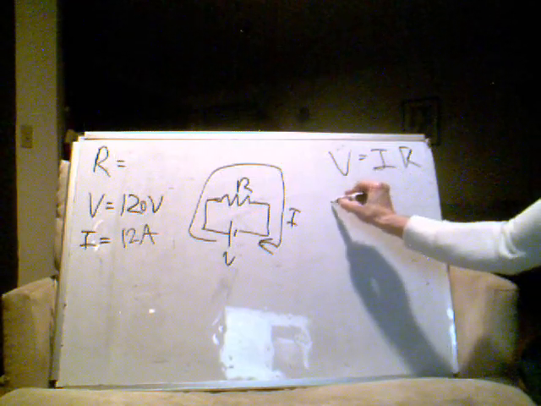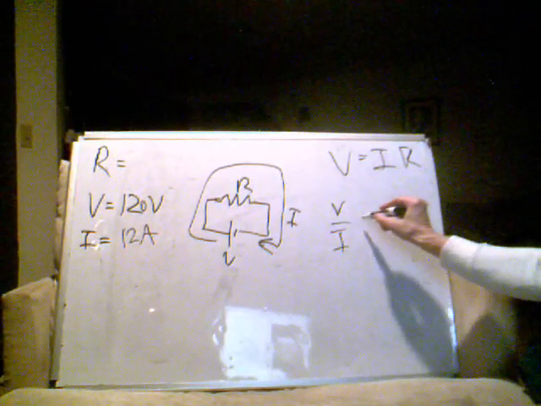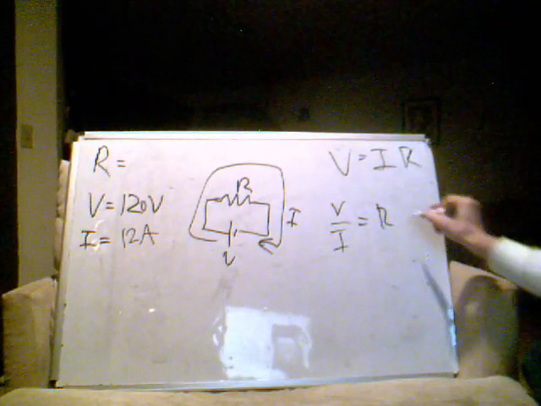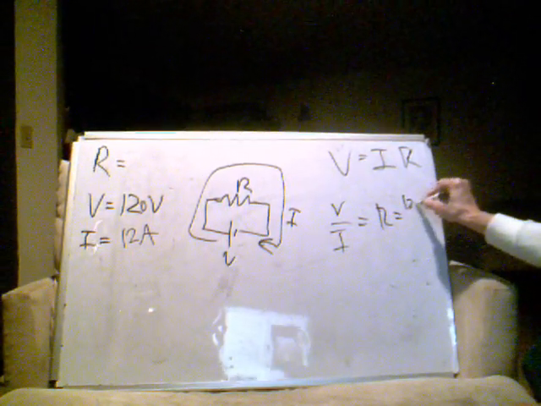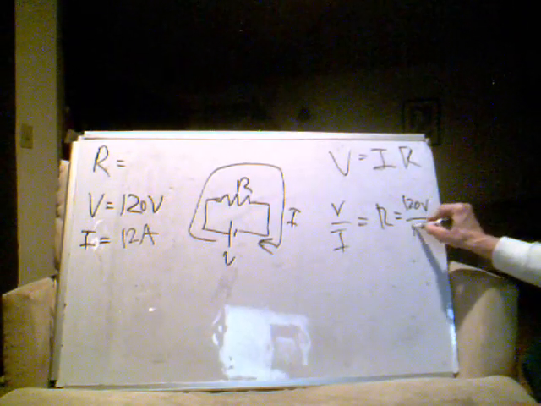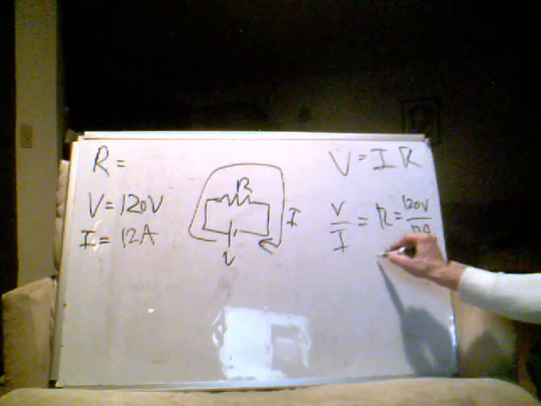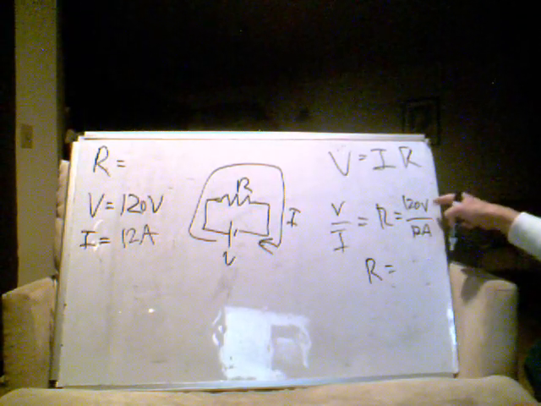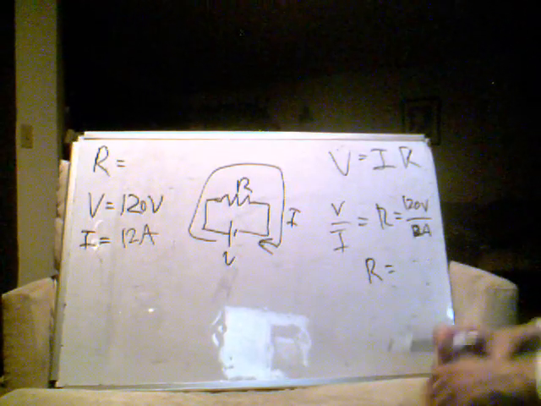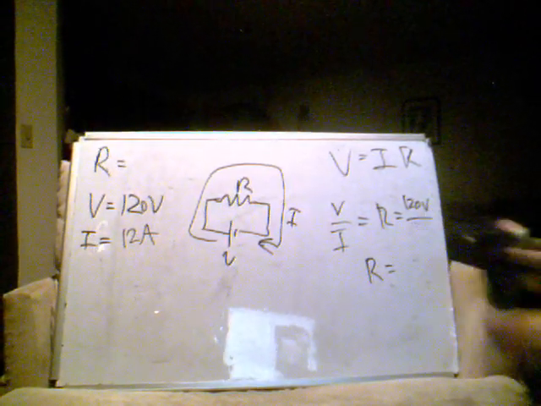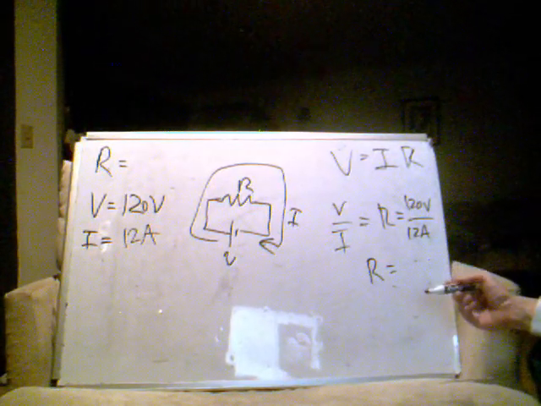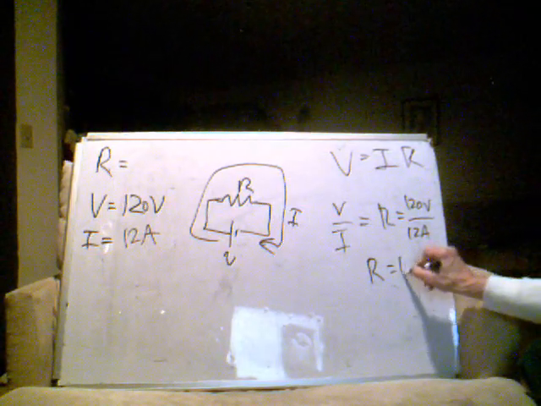This time we're going to divide both sides by the current, right? The voltage that we have is 120 volts. The current we have is 12 amps. That means we have a resistance of 120 volts over 12 amps. That's supposed to be 12, I apologize. My handwriting is not good right now. Okay. In any case, 120 divided by 12, that's 10, right?